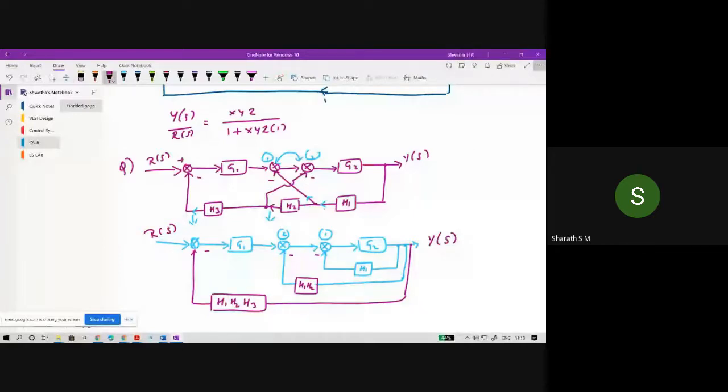So I have interchanged these two summation points. The first one goes with the first one. For the first one, we have H1, so I'm writing the same H1 here. For the second one, I have H1, H2. And the last one is H1, H2, H3.